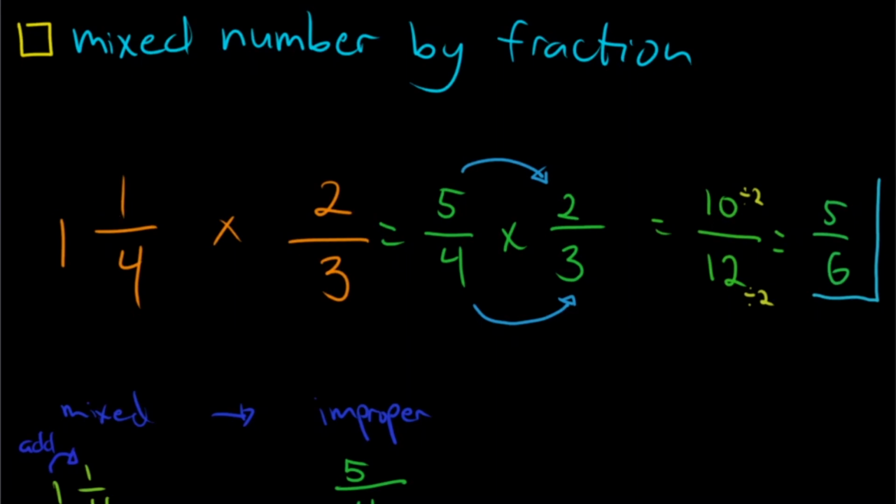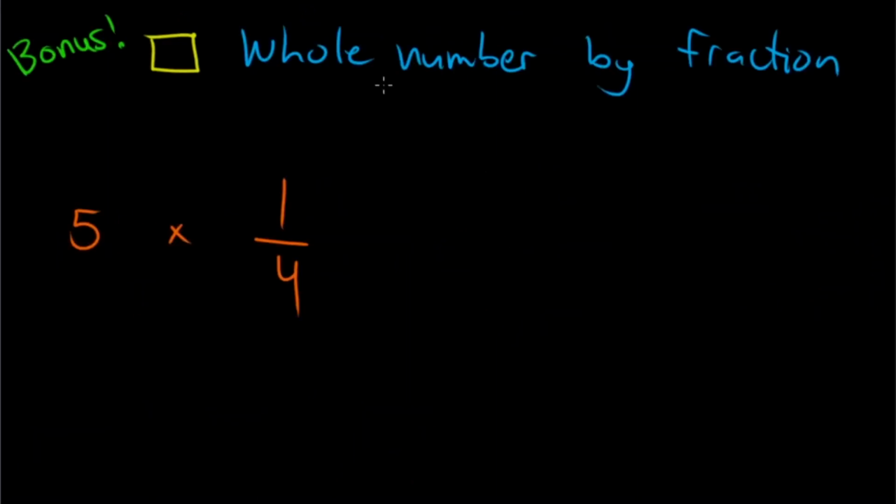Meron tayong bonus content bago natin i-close o bago natin tapusin itong video na ito. Paano naman kung merong whole number na i-multiply sa fraction? Now, huwag kang ma-intimidate kung nakita mo yung isa whole number lang tapos yung isa fraction lang. Kailangan mo lang tandaan na lahat ng whole number ay merong invisible na denominator which is 1. Now again, hindi mo ito kailangang isulat, pero kung nalilito ka, isulat mo. Kung na-intimidate ka, ilagay mo yan to remind yourself na yung whole number na 5 merong denominator na 1.